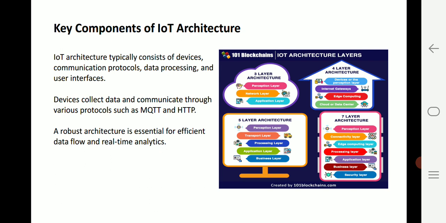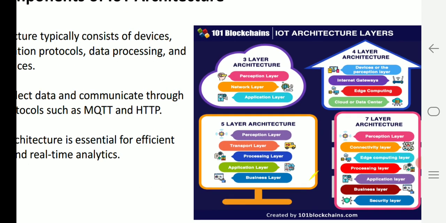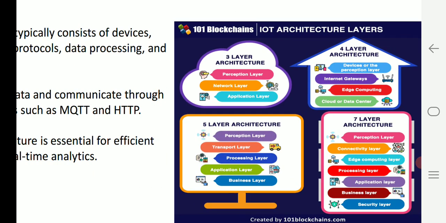We can see the picture. What are the key components when we use IoT architecture? The architecture consists of different layers, for example, 3 layer, 4 layer, 5 layer, and 7 layer. You can see the picture. In 3 layers, the first layer is the perception layer, the second one is the network layer, and then the application layer.